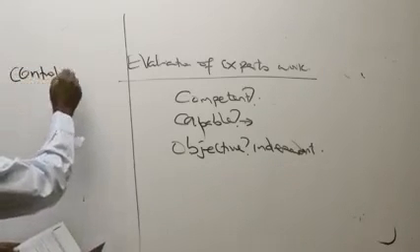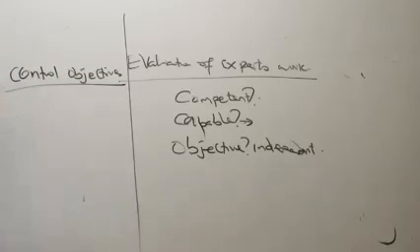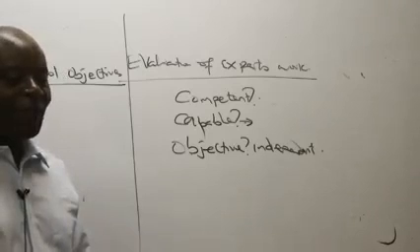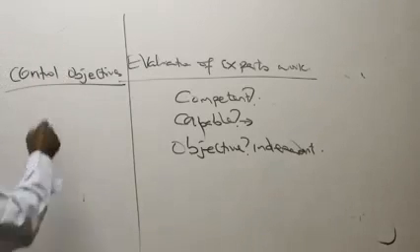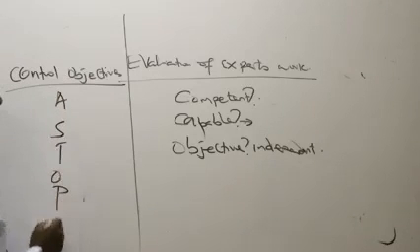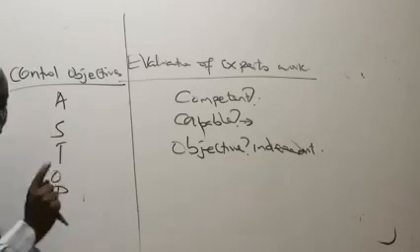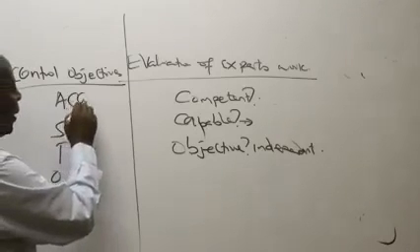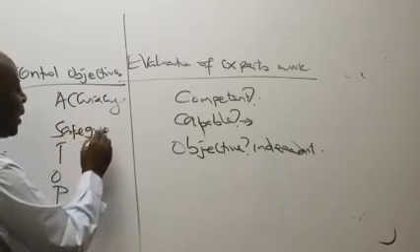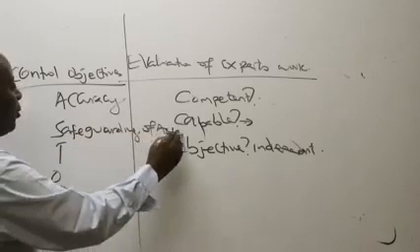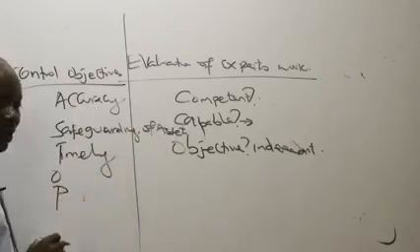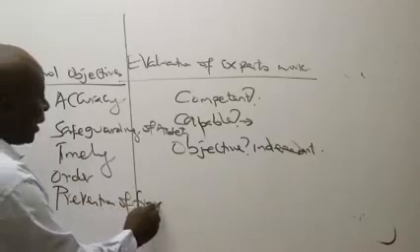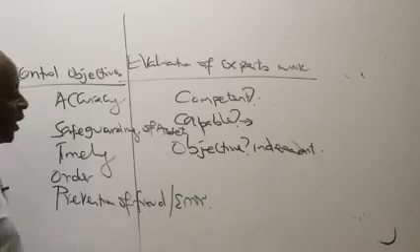Is there anybody who is able to remind us the control objectives? Yes, the control objectives are A STOP. They're normally five, A STOP. Because controls, we are putting in controls to stop these thieves from stealing from us. So the first one being accuracy, the second one being safeguarding of the company's assets. We have receiving reports on a timely basis. There must be order in the company. Then we have what we call prevention of fraud and error.